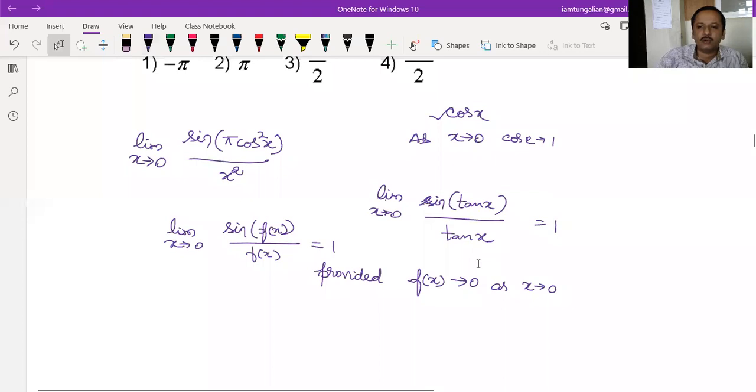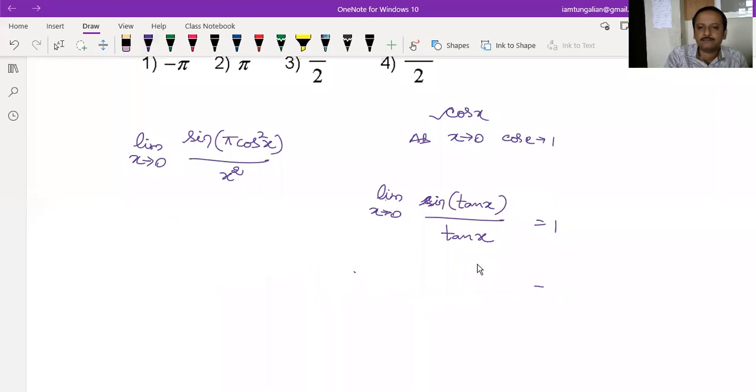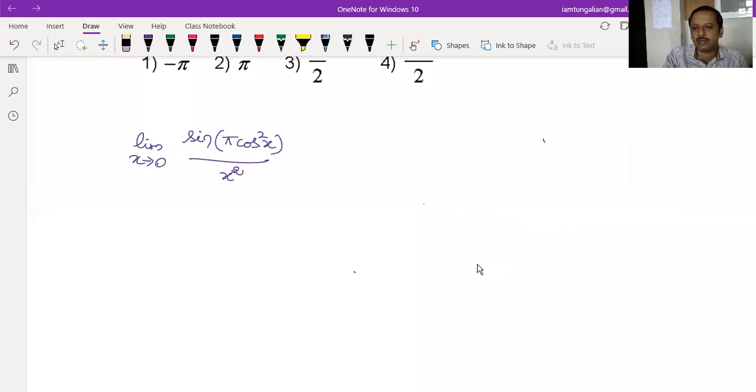So now let's get back to this particular problem. Limit x tends to 0, sine of pi cos square x by x square. So why did I explain that? Because now I should not divide by pi cos square x. You should not think in that way. Sine theta is there in the numerator, I want theta in the denominator, so I will divide by pi cos square x. That you should not do for this particular problem, because when x approaches 0, this pi into cos square x is not approaching 0.